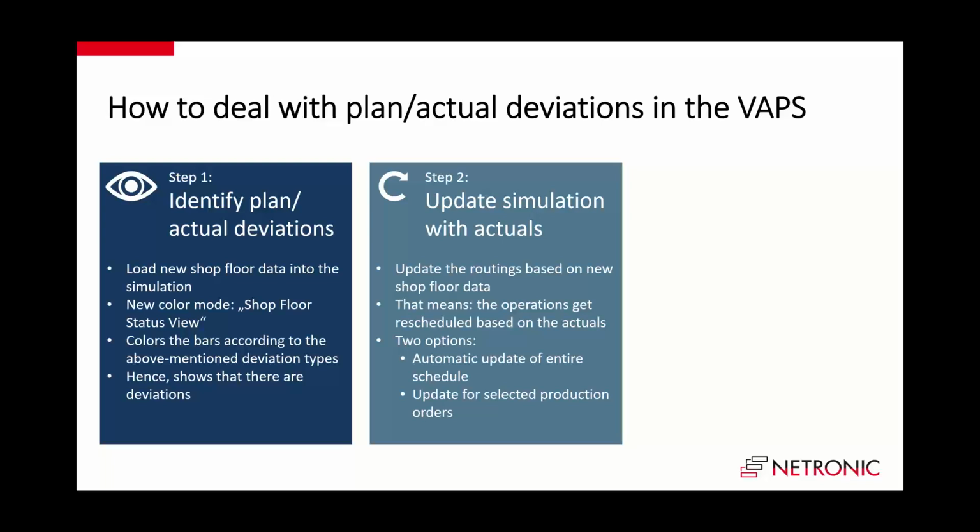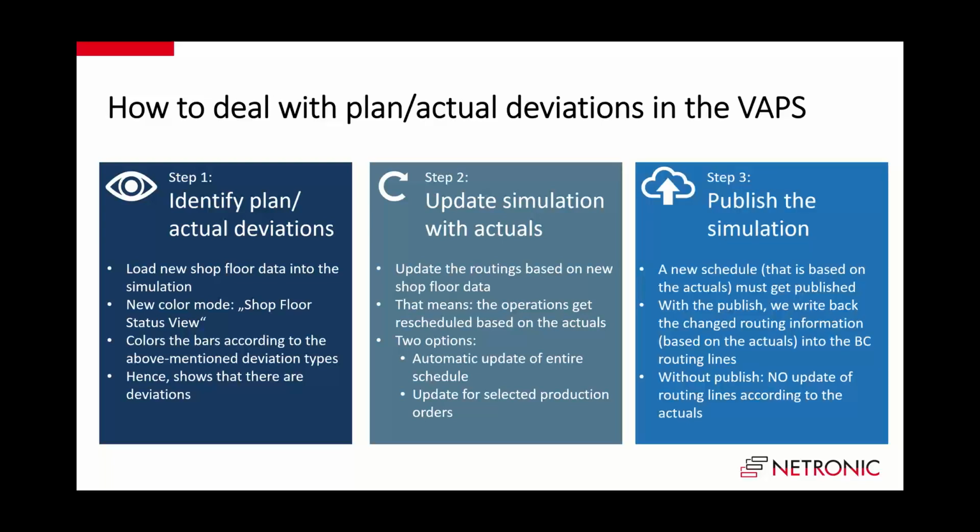And once I'm done with my scheduling, then of course I need to publish the simulation to write the data back into the Business Central data, into the production order routing lines, and then the Business Central production order routing lines get updated with those data that we fetch from the capacity ledger entries. And that way we kind of build a bridge between capacity ledger entries and production order routing lines, which typically are completely separated entities in Business Central.